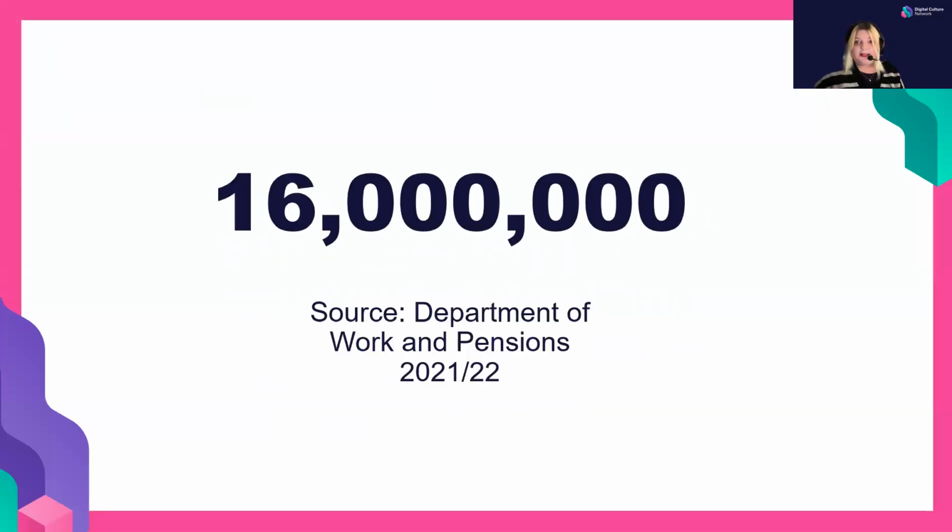I thought it would also be interesting to share this statistic. The latest estimates from the Department for Work and Pensions Family Resources Survey indicated that 16 million people in the UK had a disability in the 2021-2022 financial year. Now, this represents nearly a quarter of the population. And that means a lot of people could be experiencing some kind of barriers or difficulties when accessing digital content if it's not been created accessibly.